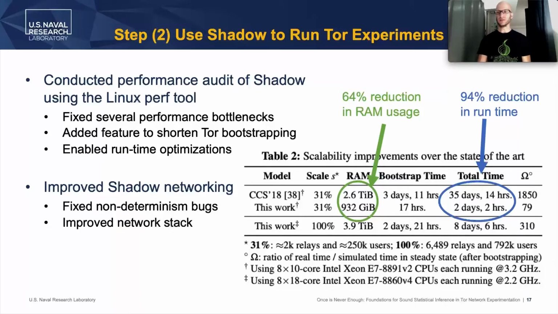As a result of these resource improvements, this allows us to support larger scale test networks than were previously possible. We are the first to run a 100% Tor network with about 6,500 relays and the traffic from about 800,000 users. We're the first to run this 100% network in simulation.